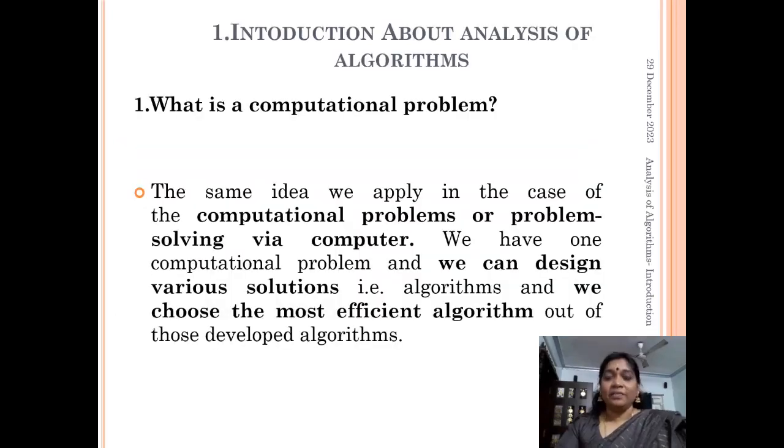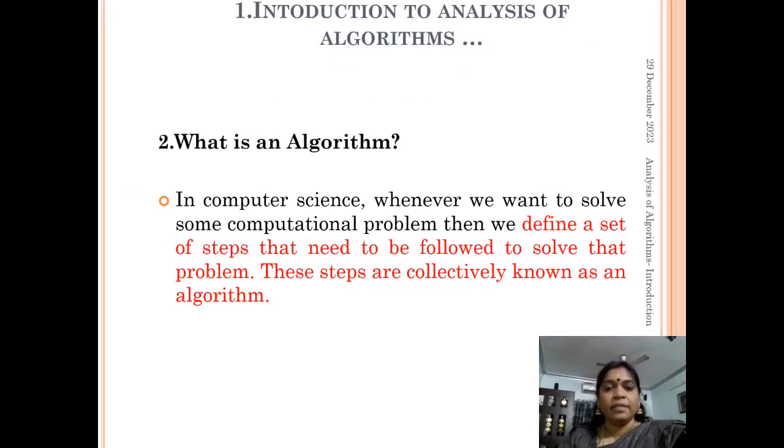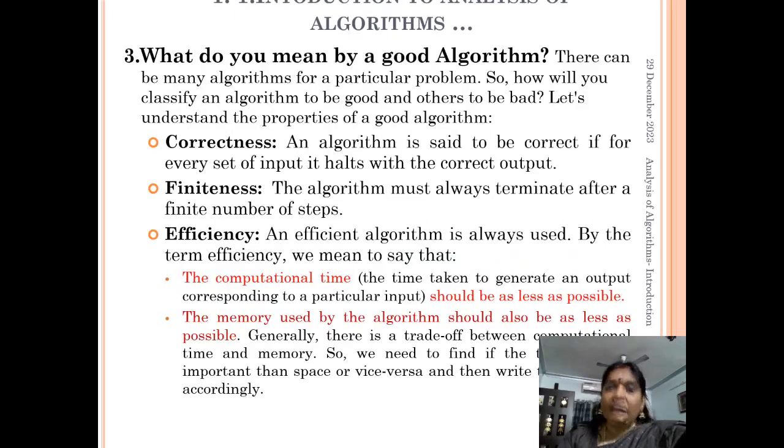The first terminology is computational problem. A problem is said to be a computational problem if you are able to write an algorithm for it, or if you are able to design a model for it. The next terminology is an algorithm. We know that an algorithm can be defined as a set of instructions that need to be followed to solve a particular problem. The third one is a good algorithm.